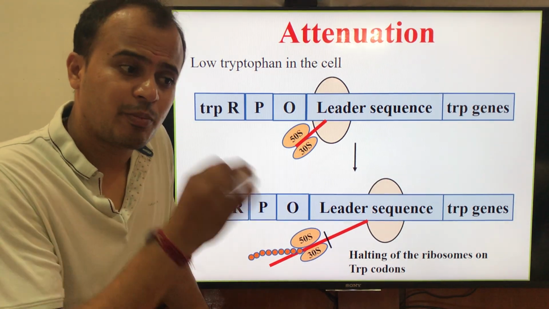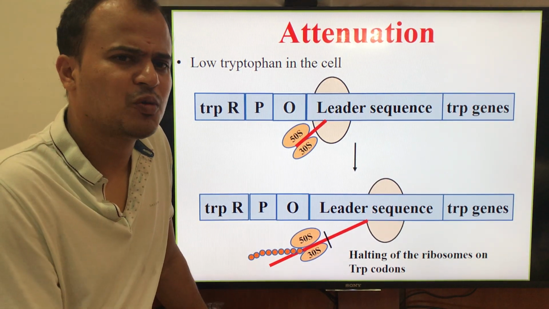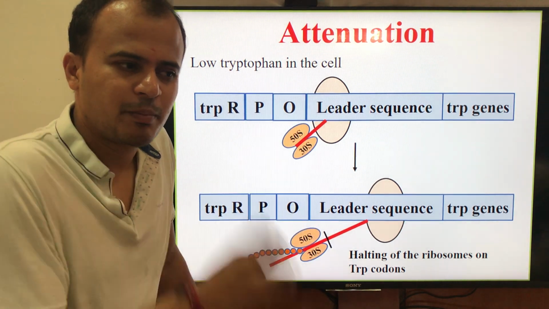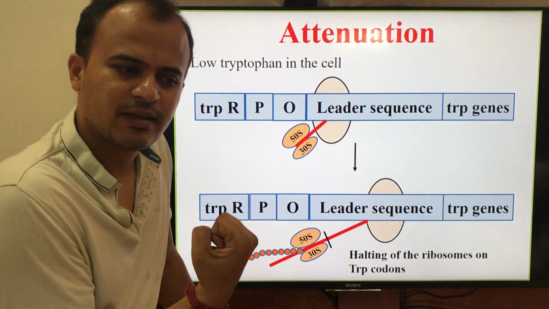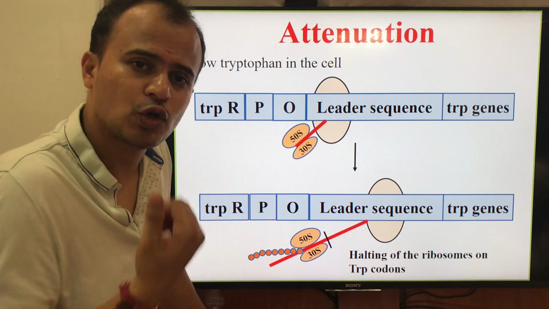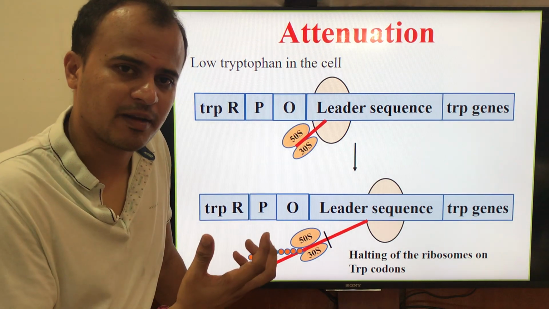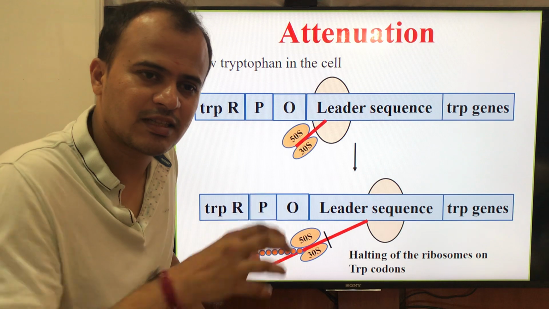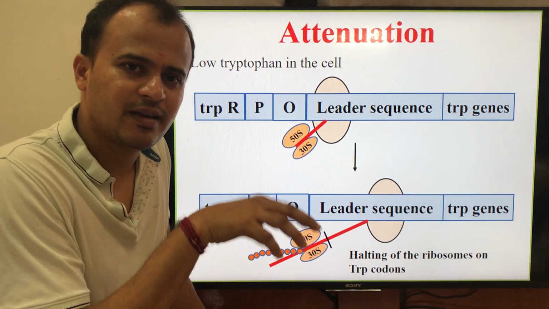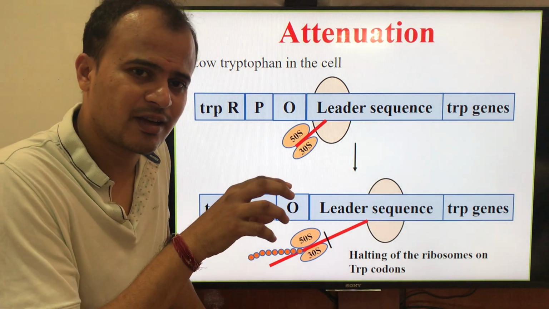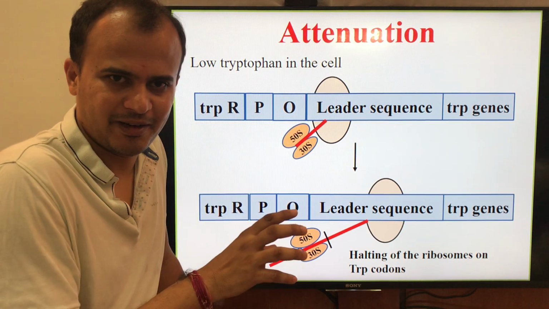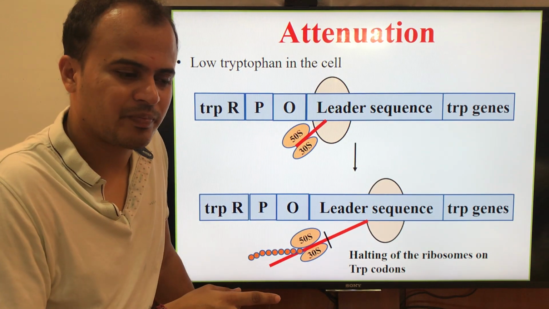Therefore, the point to be noted here is ribosomes stop their activity at the 10th codon because the ribosomes have recognized the 10th codon as the codon that codes for tryptophan. But since it is not finding tryptophan charged tRNA in the cellular environment, ribosomes stop their activity at the 10th codon.